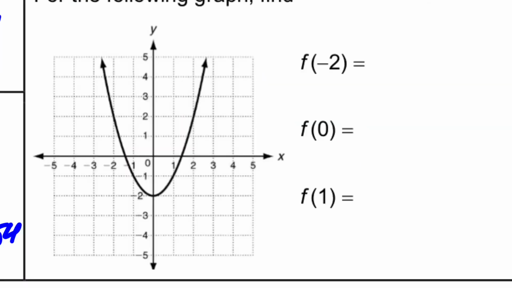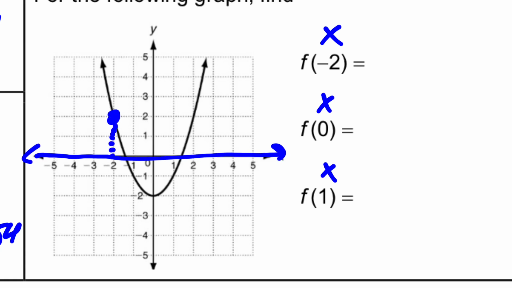On a graph, if you're looking for negative 2, remember that these are the x values that we're plugging in. So we're going to look somewhere on this x-axis for a negative 2 and follow up, and what is the output? That's a positive 2. For 0, we're going to follow down, and the output is a negative 2. And for 1, we're going to follow down, and the output is a negative 1.